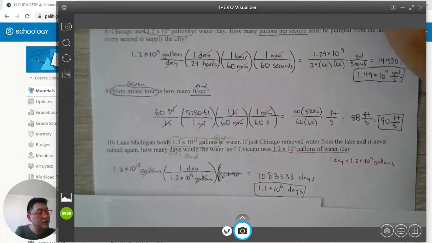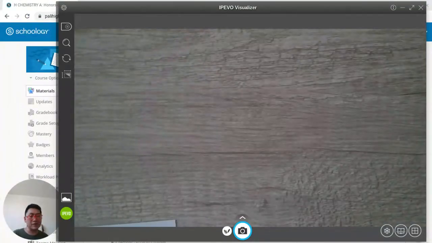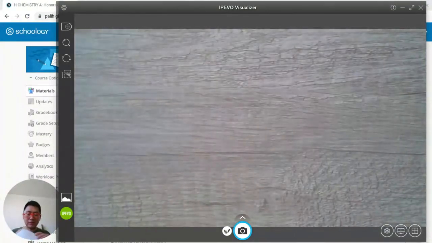Okay, let's continue on. I think I need to fold this paper for it to fit down. Sorry, excuse me for just one second. Yes, you're looking at a blank table right now.